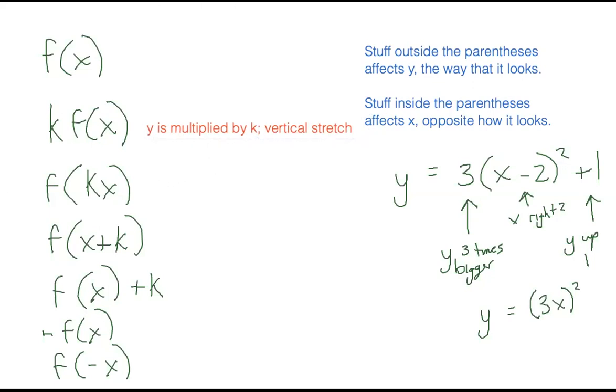The second one is, that's this scenario. It's inside the parentheses, so it affects x not the way that it looks. So this is narrower one. So that kind of fits with what we've said, right?